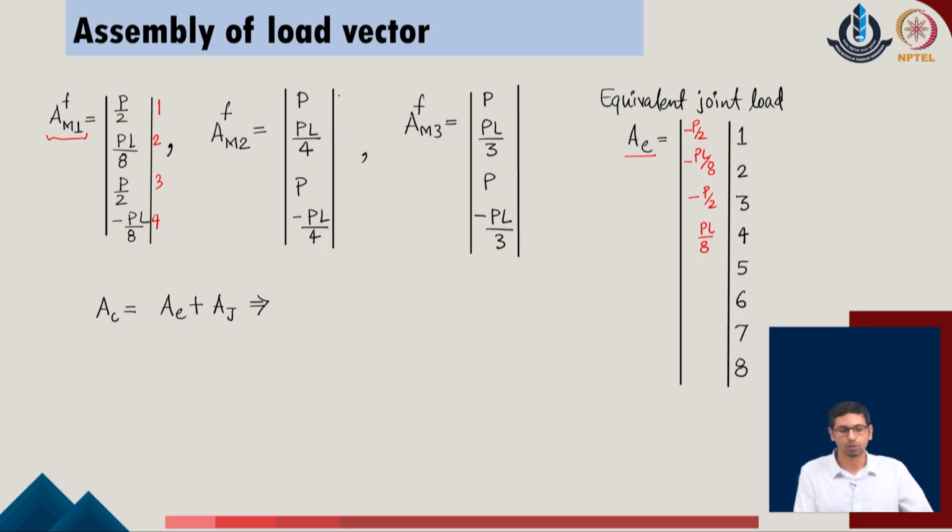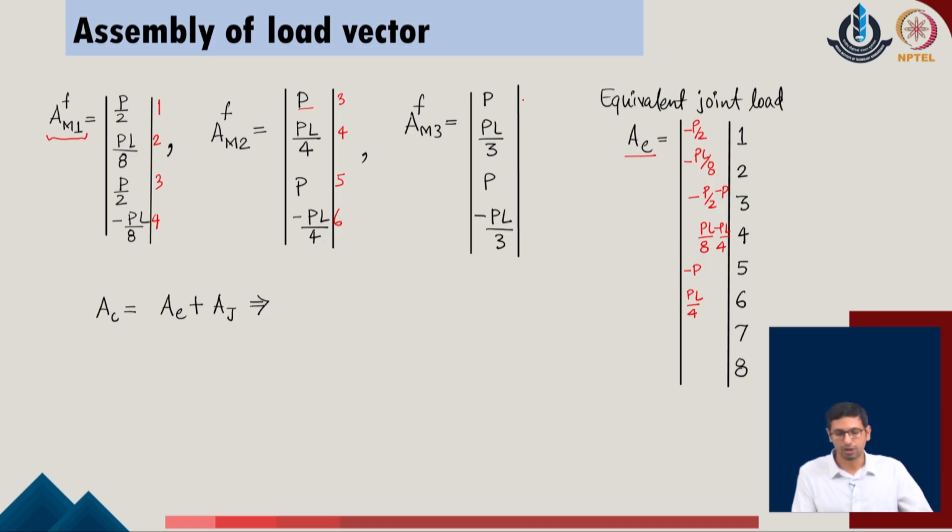I realize member 2 is contributing to the degrees of freedom 3, 4, 5 and 6 in the given problem. So, with this idea in mind, I add the values on the existing values which are already there in the direction of degree of freedom 3. As I do it with the negative sign, it is minus P, minus of PL upon 4, and then corresponding to 5 minus of P, and then corresponding to 6 PL upon 4 in the given system.